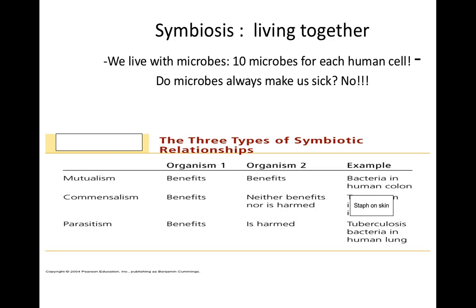So we can see that microbes can have different relationships living with us. A lot of times they're actually helpful. They're part of our natural defenses, right? So we just want to go through these three types of symbiotic relationships. Mutualism is when the two symbiotic partners, one and two, both benefit.